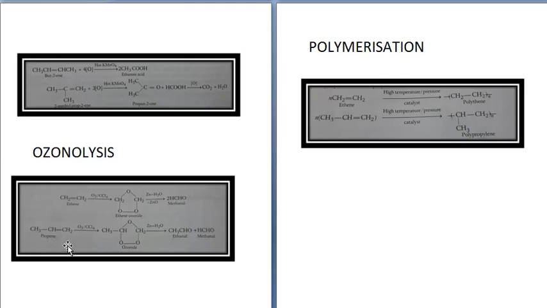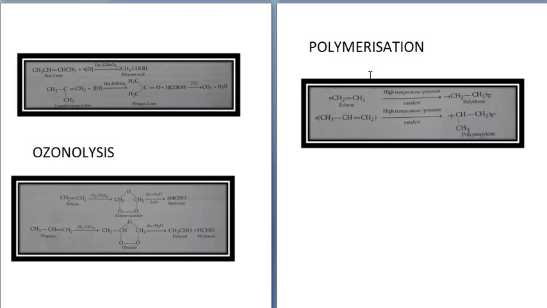CH3CH=CH2 reacts with ozone to give you an ozonide again. This complex, in which carbon atoms are linked through 3 oxygens, is called an ozonide complex, which again reacts with zinc and water to give you ethanal and methanal, CH3CHO plus HCHO. So this is ozonolysis, because the ozonide which is formed breaks down into ethanal and methanal.